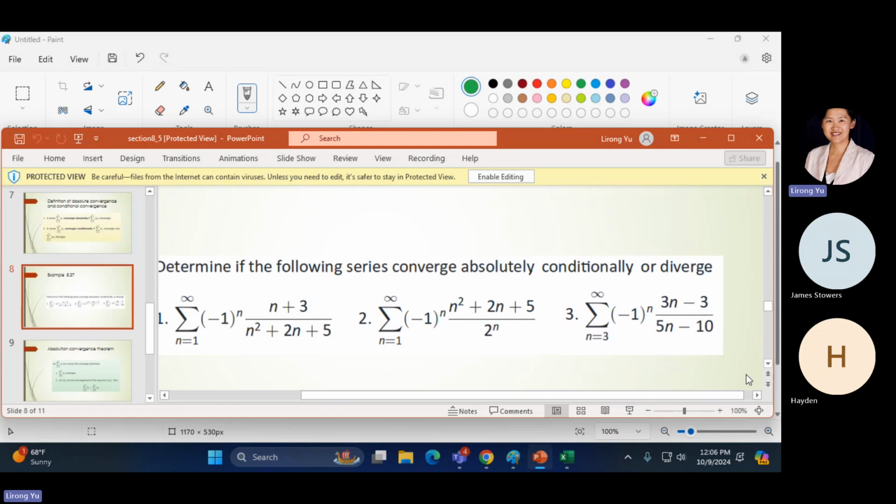So the first one converges conditionally, the middle one converges absolutely, and the last one, example number 3, diverges.